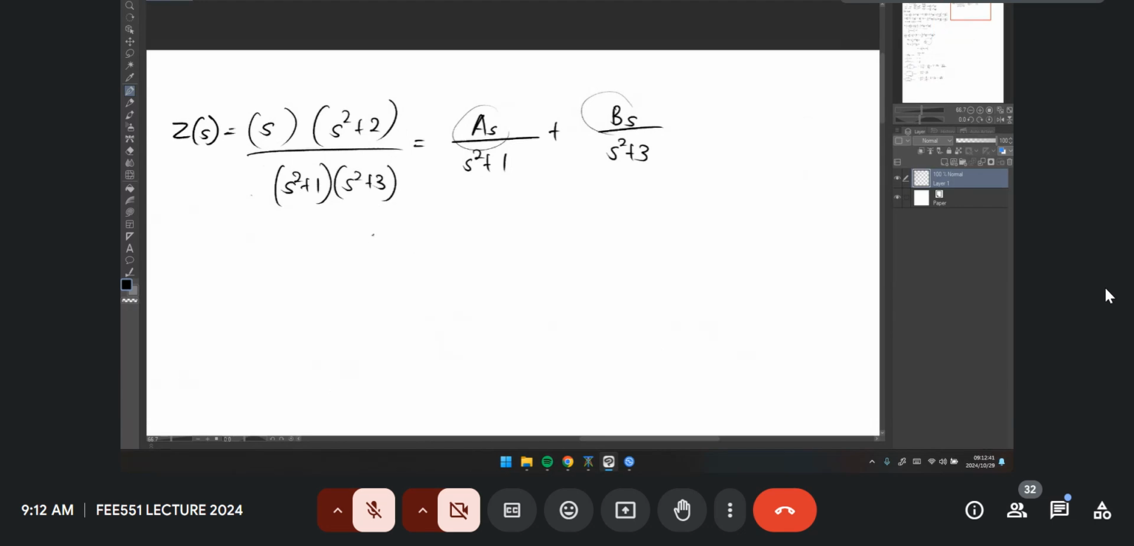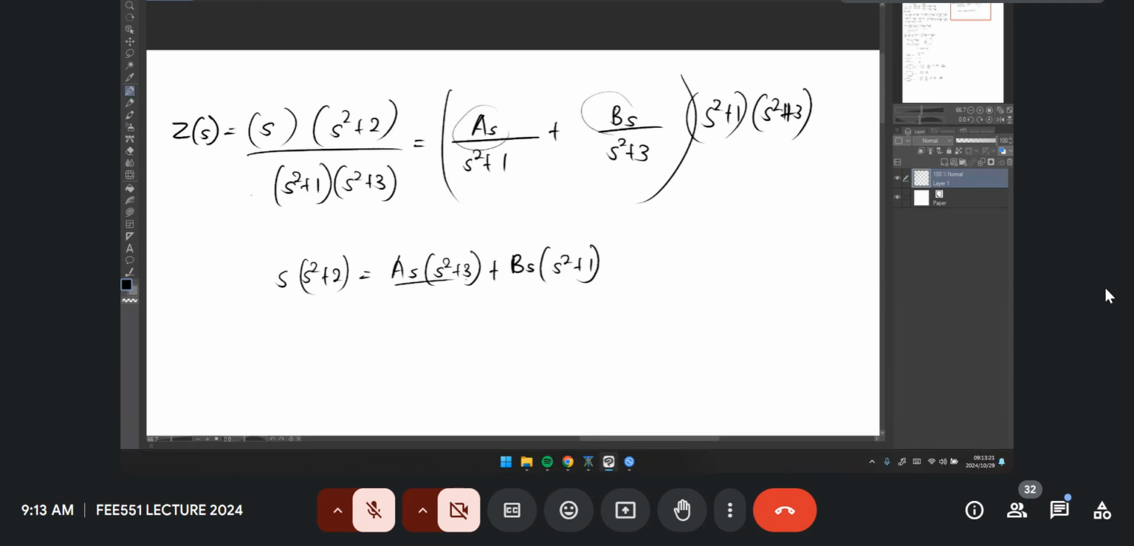Now in this case, we can multiply this whole equation by s squared plus 1 and s squared plus 3. The same for this side, so that it will be s squared plus 2 equals As times s squared plus 3 plus Bs times s squared plus 1. And then we can now find the values of A and B.